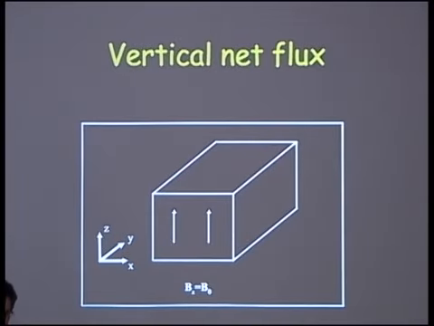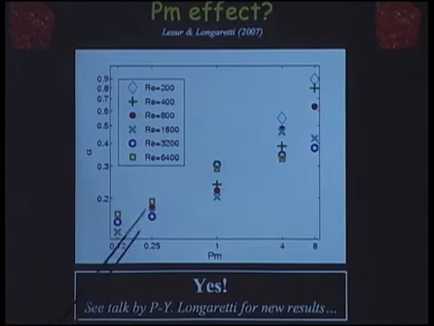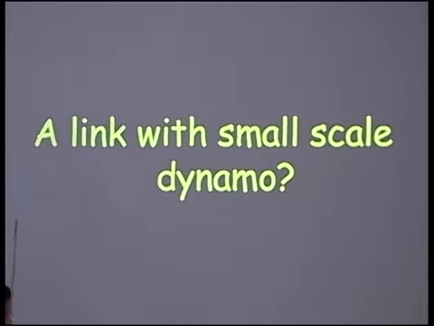So the third situation is one where you have a vertical net flux. So again, you can wonder, do you have a PM effect? And again, it'll be no surprise if the answer is yes. So it's something that Geoffroy Lesur and Pierre-Yves Longaretti found in 2007. There are specific issues associated with this case. And Pierre-Yves is going to make a full talk on this situation, and he'll give you new results that they recently got on this problem. So I will not speak more about that.